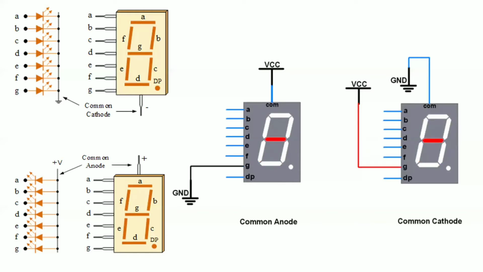Now, your common cathode configuration means all the negative ends of your diodes are connected to the ground. Whereas in common anode, instead of connecting to the ground, we connect the LEDs' negative ends to your power supply, VCC. That is your common anode configuration. As you can see on the right side of this picture, this is your common anode configuration, where we have connected all the negative ends to your power supply, that is your positive.